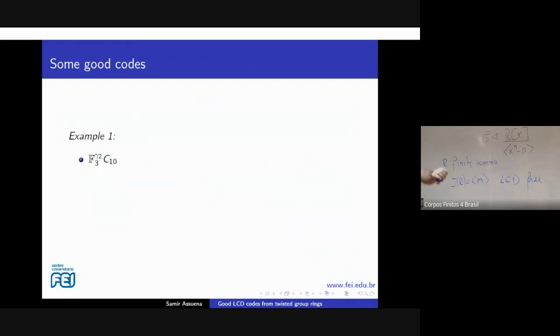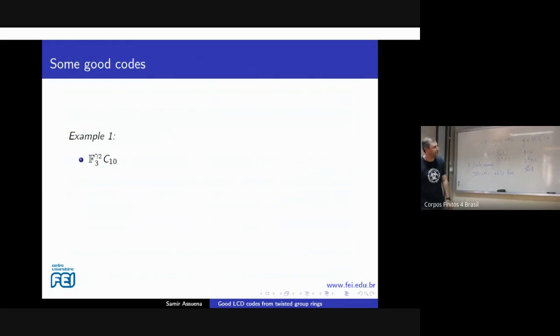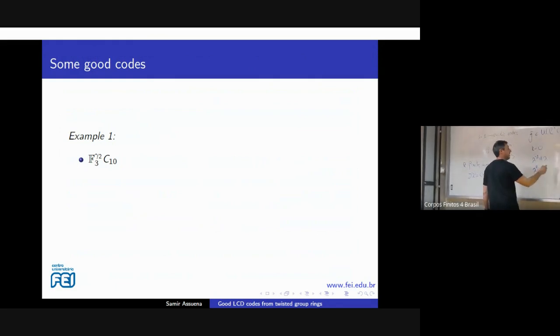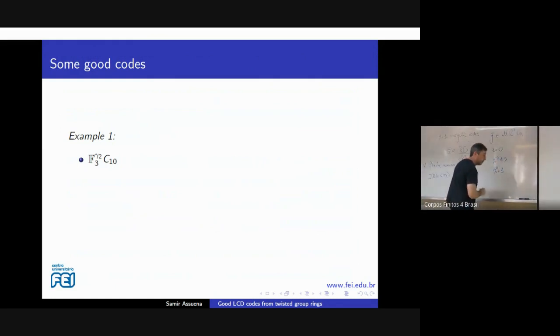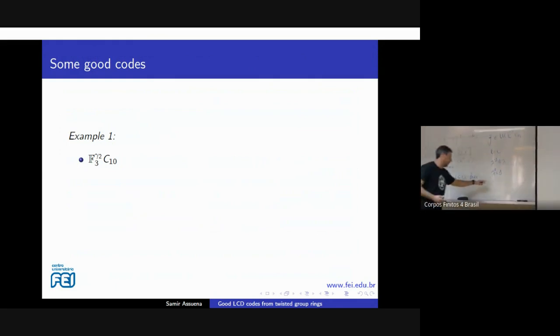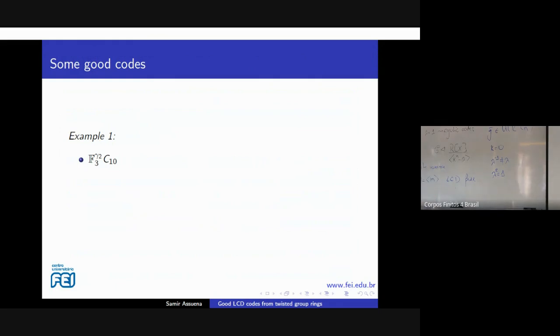Okay, let me show you some examples of good codes. Just to recall, when we are considering fields, there are only two possibilities for lambda here: just one in the case of algebra, and minus one, and we have the so-called negacyclic codes. In the case of fields, we have just two possibilities here.